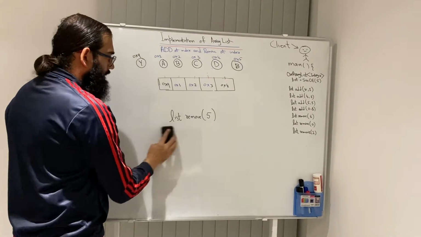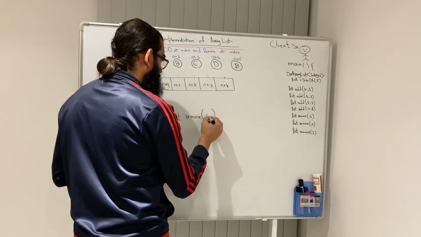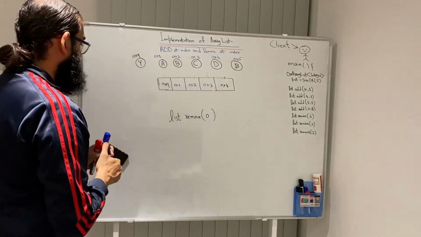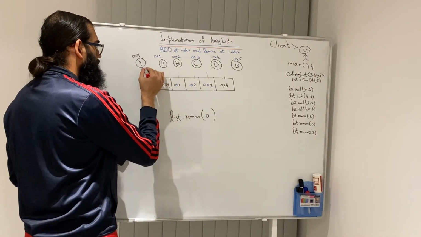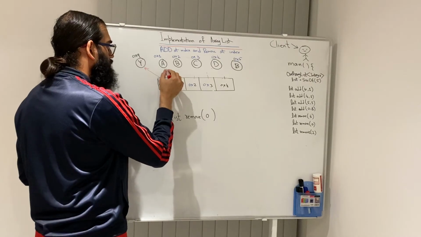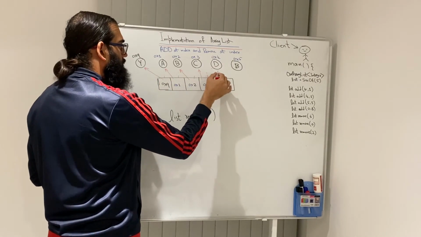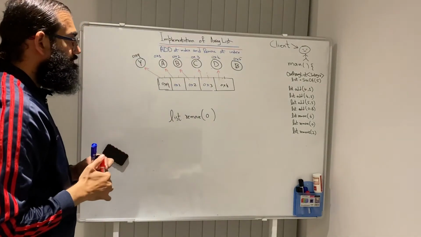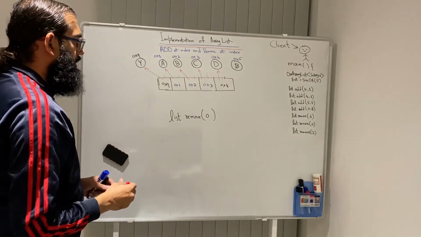Then the next case is 0. Okay, so this one is an interesting case. First we can make these arrows. So this one is 0, this one is 1, 2, 3, and this one is 4. Okay, this is our situation. Now in a range check, this condition will pass easily. What's next?